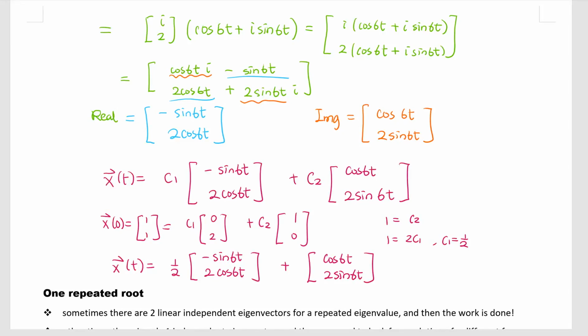Okay, so today we talked about how to solve a system of linear differential equations with constant coefficients when we have two complex conjugate roots as the eigenvalues. Okay, so next video we will talk about what happens if we have one repeated root as the eigenvalue. Okay, see you in the next video.